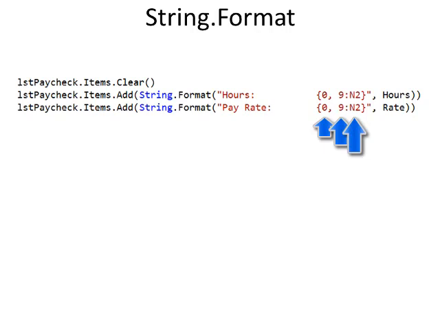For example, open curly brace 0, comma, says argument 0, then 9 colon N2. It says I want a field width of 9 characters and I want to display a number with 2 decimal places. I could use C2 to display the similar thing with a $ sign.